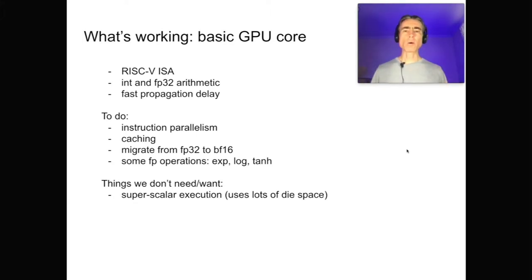Things we don't need or want, we don't want superscalar execution, because this uses absolute tons of die space. This is great, because then we don't have to implement superscalar execution. So we don't need to do out of order or micro operations or any of these things. Right? That's gone. So it's relatively simple. We want the GPU core to be relatively simple, because then it takes up a small amount of die area. We're going to have thousands of these on the GPU die, so they all have to be relatively small and simple.